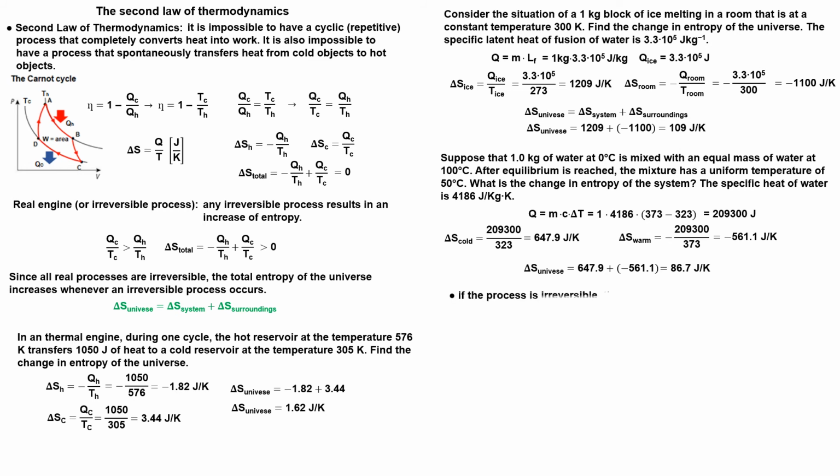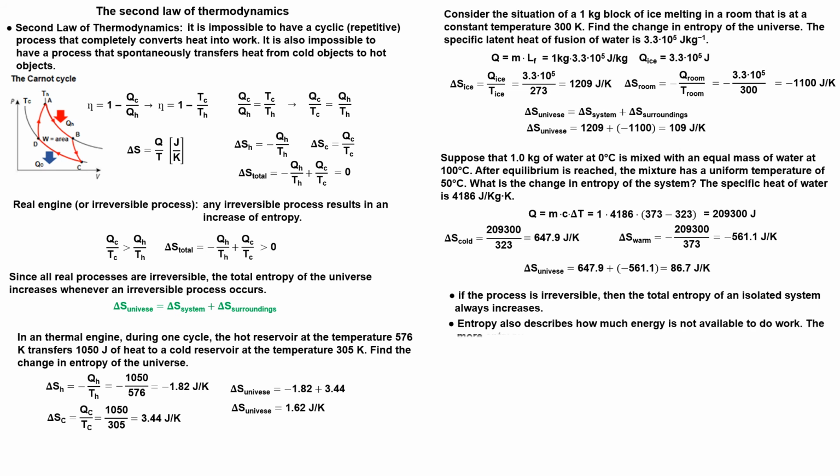If the process is irreversible, then the total entropy of an isolated system always increases. Second, once the two masses of water are mixed, there is no more temperature difference left to drive energy transfer by heat and therefore to do work. The energy is still in the water, but it's now unavailable to do work. Entropy also describes how much energy is not available to do work. The more entropy, the less of a system's energy is available to do work.